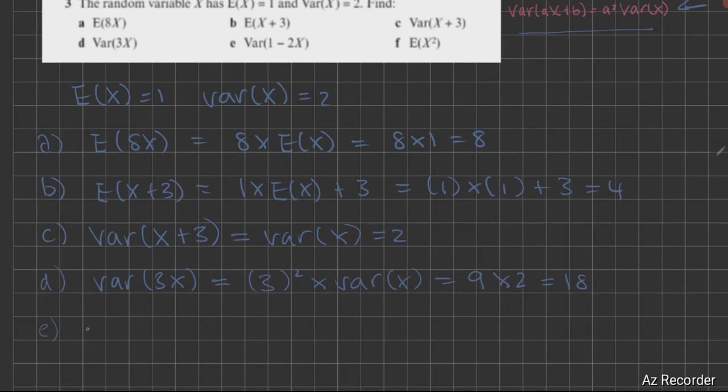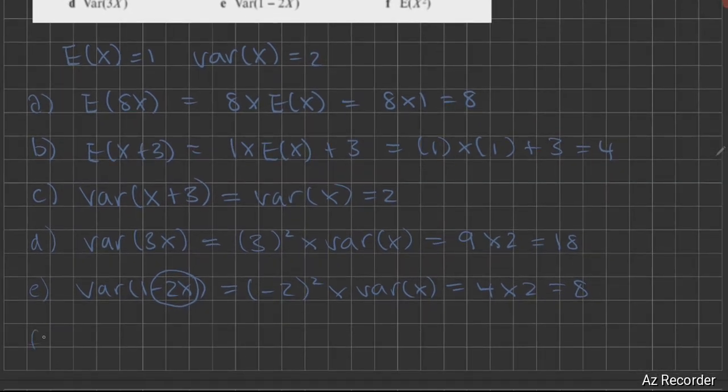For part E, variance of 1 minus 2x is equal to, the a value here is minus 2. So minus 2 squared times variance of x is equal to 4 times 2, which is 8. Now this is interesting because, again, as you can see, a negative a value here still gives a positive variance.